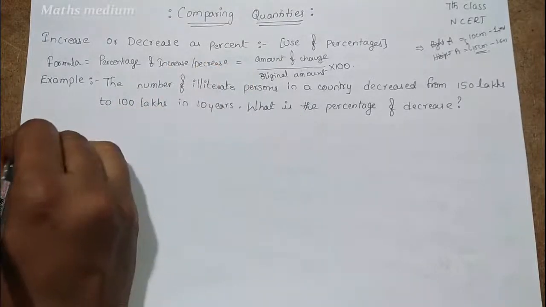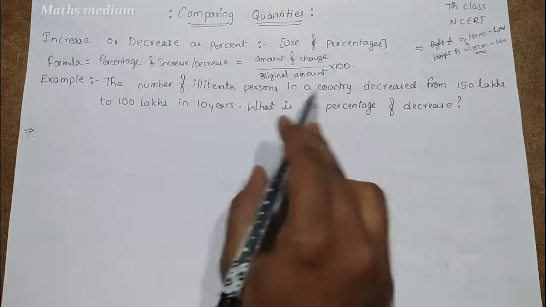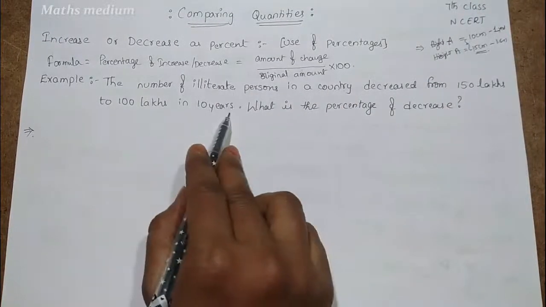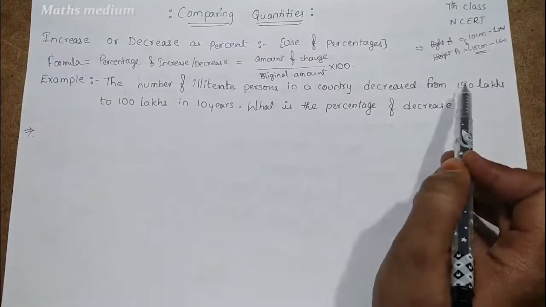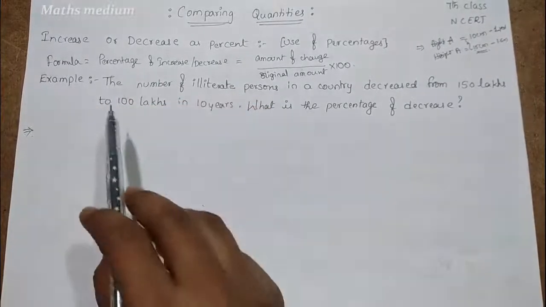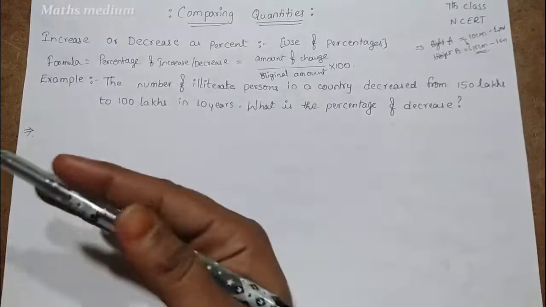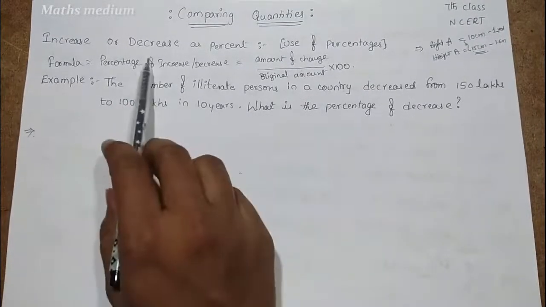So let's start with the question also here. The number of illiterate persons in a country decreased from 150 lakhs to 100 lakhs in 10 years. What is the percentage of decrease? Here we can see 150 lakhs to 100 lakhs. It means literate persons increased but illiterate persons decreased. So that decrease percentage we have to tell by using this formula.